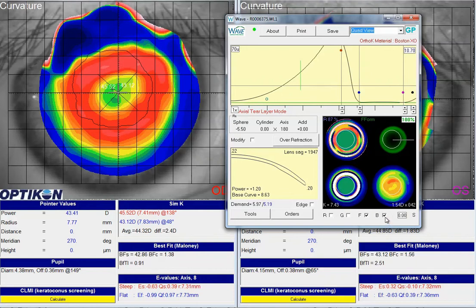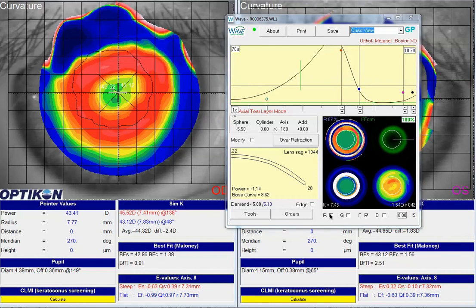Now, the blending is turned off on this lens. If we're going to add asphericity, I recommend turning the blending back on. And what we'll need to note is our topo demand here of 5.88. Now in this eye, we are undercorrected by about half a diopter. So our final demand is going to be about 6.38.